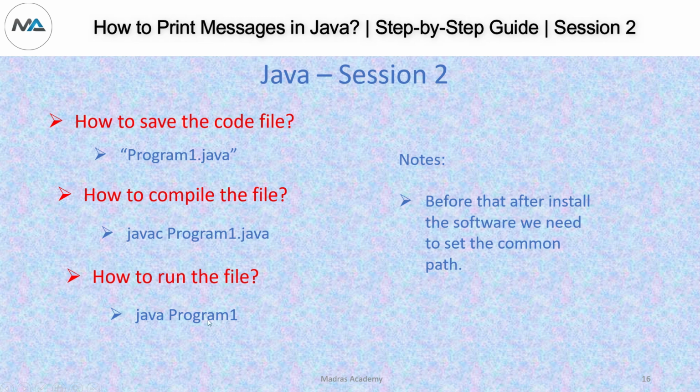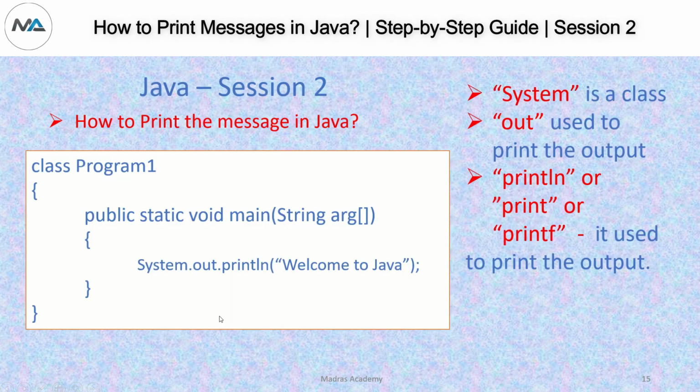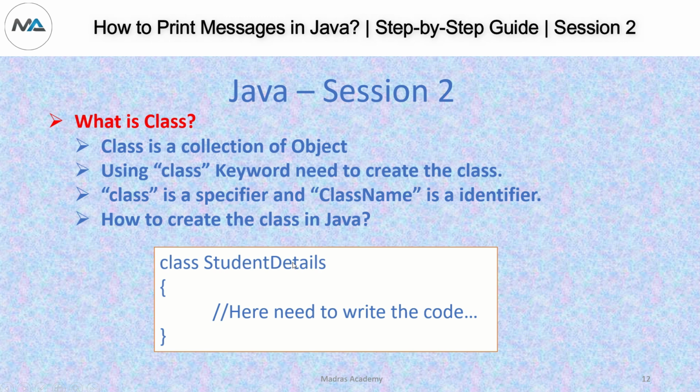If this program class does not have a main function, and the main function is in some different class name, then using that class name only you have to run the file. For example, in the student detail class I'm not having a main function, I wrote some code like that. If I try to run the program using this class, it will not execute, because in this class I'm not having a main function.